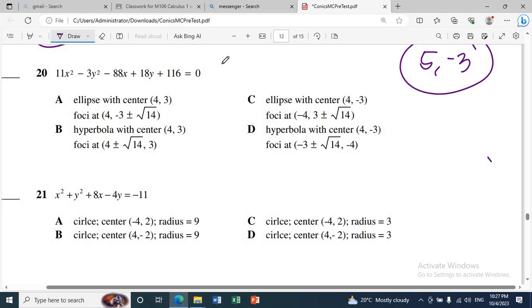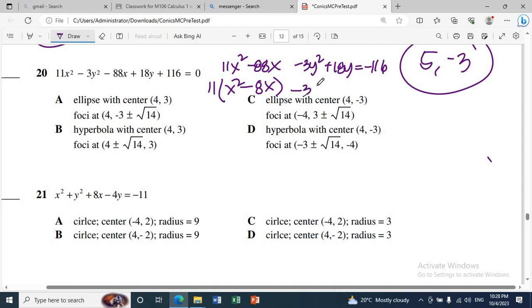We have 11x squared minus 88x minus 3y squared plus 18y is equal to negative 116. Factor out 11, so x squared minus 8x. Factor out negative 3, so y squared minus 6y is equal to negative 116. Then we now complete the squares.